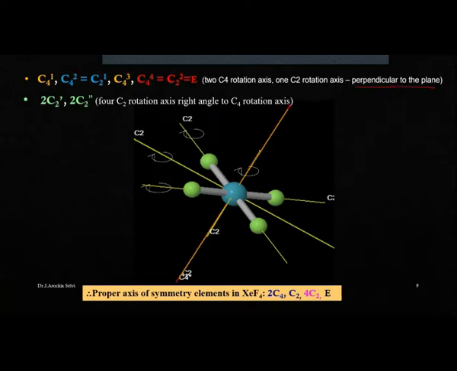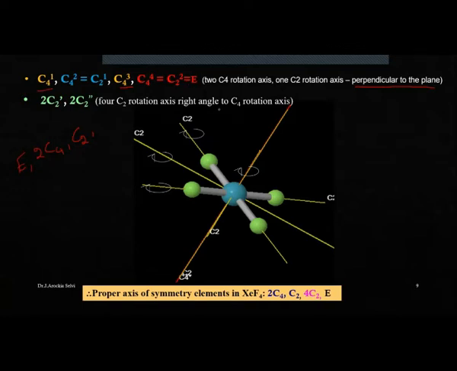So when we are summarizing for xenon tetrafluoride, when the molecular axis is passing perpendicular to the plane, we have E, comma, 2C4. We have seen that this is the one and this is the one, and C2, which is there in C4 itself. So C2, then E. E is what we have written here.